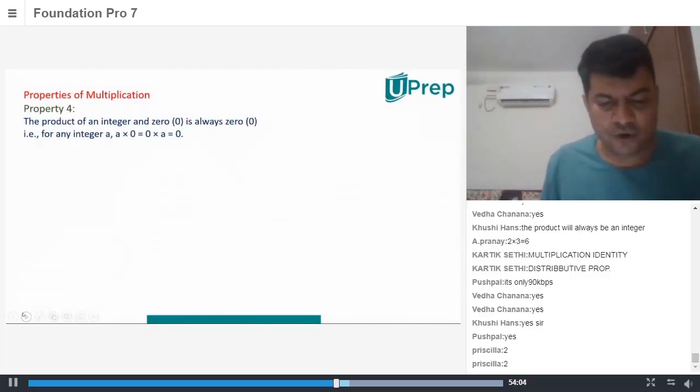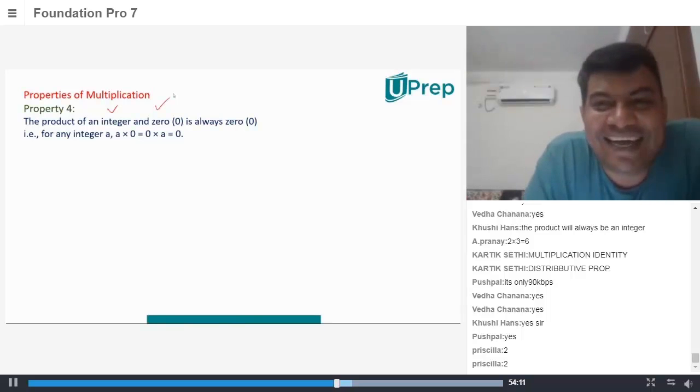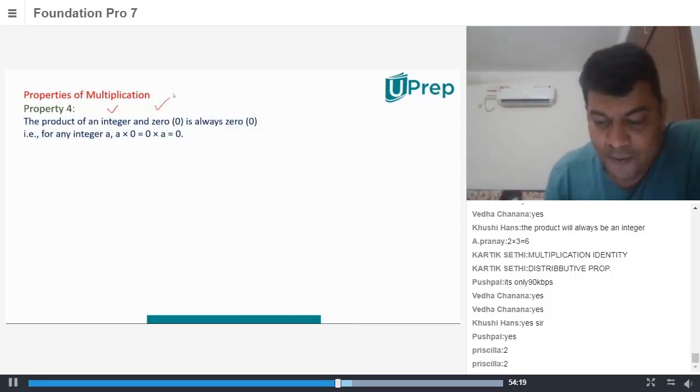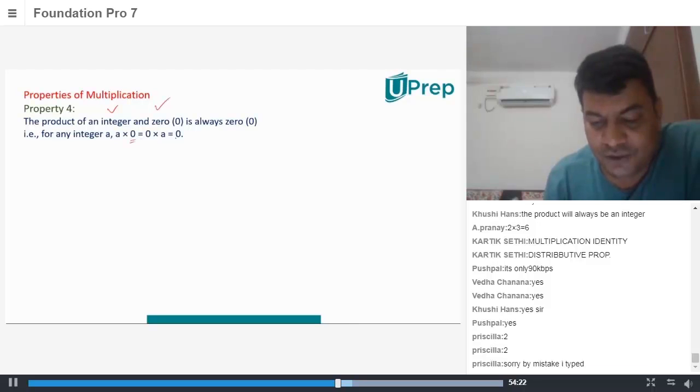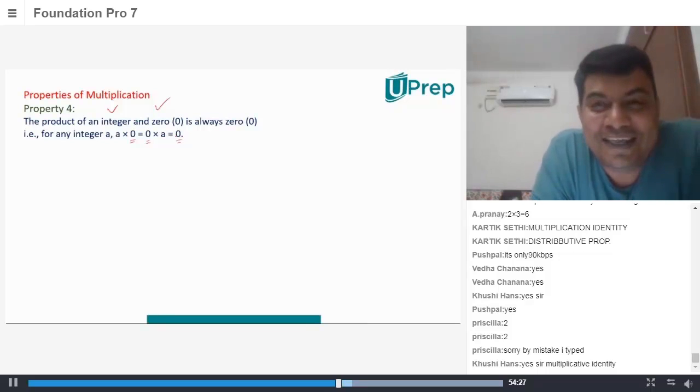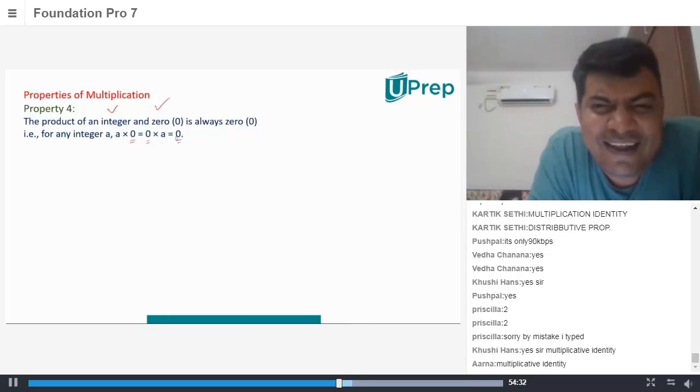Now, this is something that everyone knows, the product of an integer and 0. Multiplicative identity. Yes, wonderful. Children, I love the way you are looking at it. Very good. So, what is this called? a into 0 is giving you 0, 0 into a is 0. But can I say 0 is a multiplicative identity? No, sir. Multiplicative identity is 1.